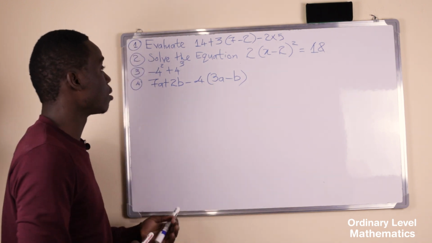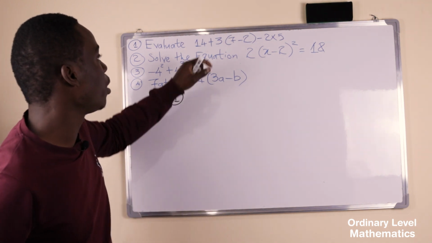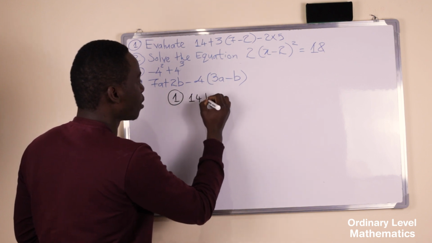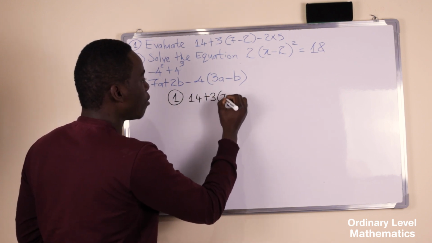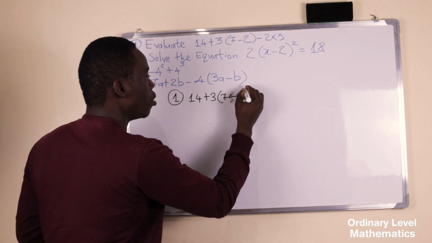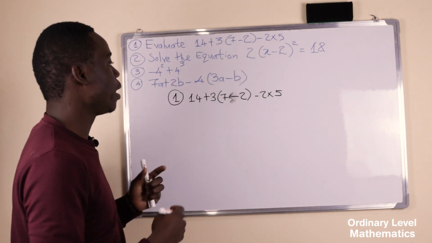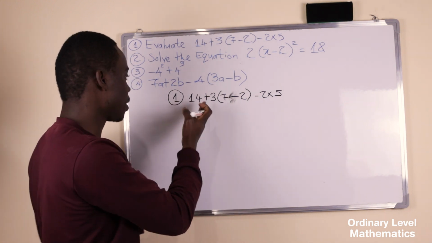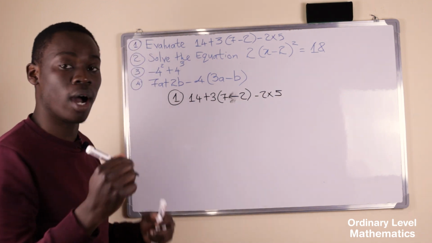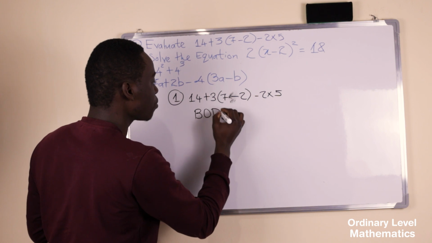Now these questions are very interesting. So starting with the first one, we're evaluating this expression: 14 plus 3(7 minus 2) minus 2 times 5. Now the question would be, where do we start from? Do we just start from here, adding 14 plus 3 and go on just like that? So all you have to do is know what we call BODMAS.